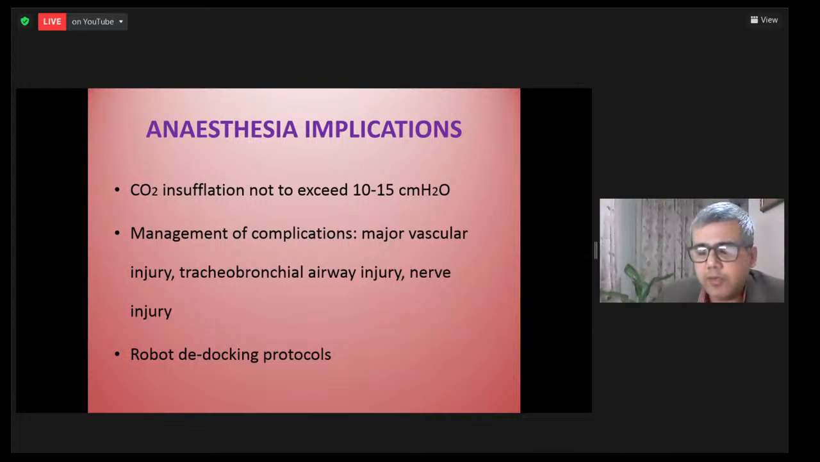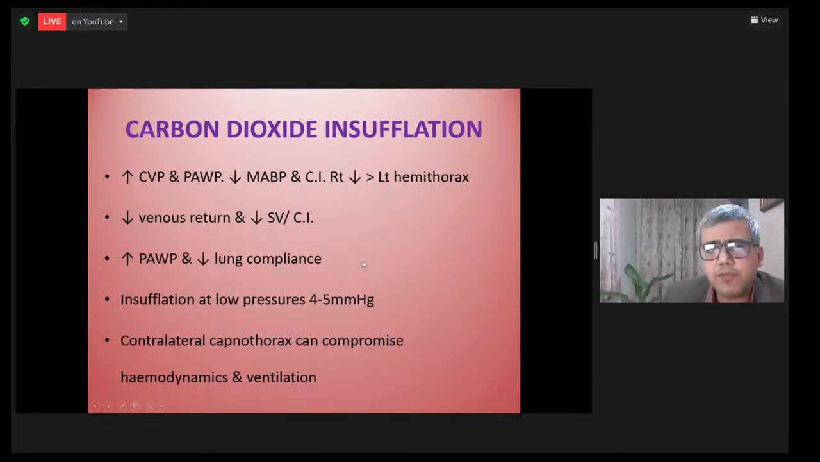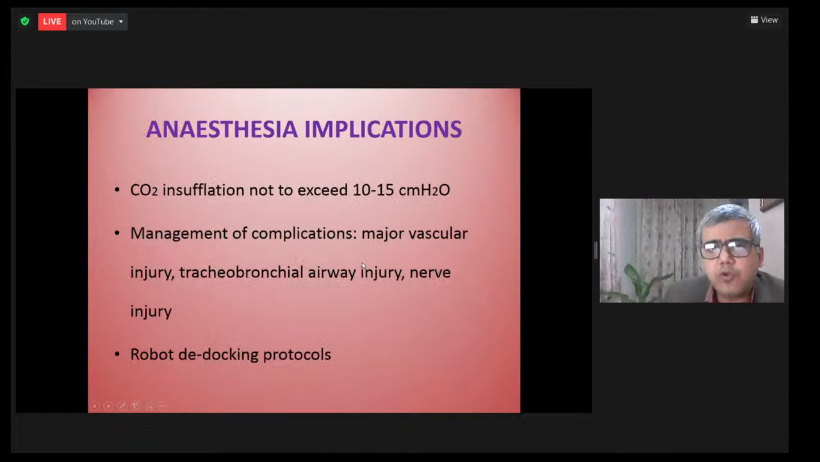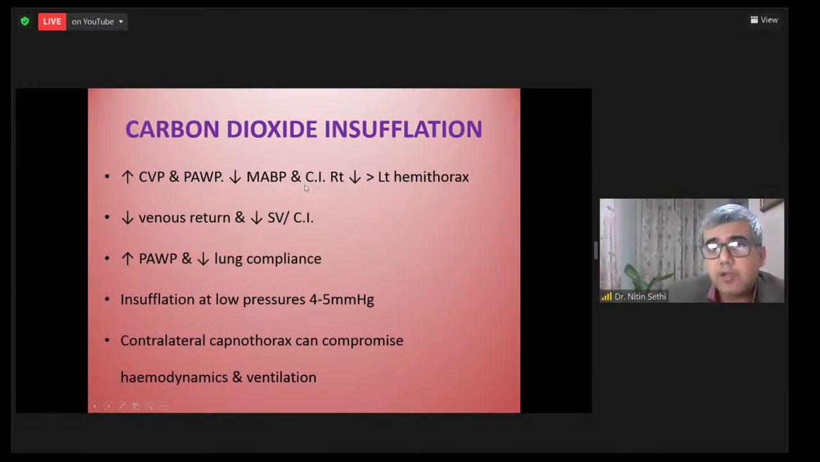The time from de-docking to opening up of the patient should not take much time, and these routines should be practiced all the time. As I said, for VATS surgery, your CO2 insufflation pressure should not increase beyond 10 to 15, at least 10 centimeters of water. In robotic surgery, it has been seen that the carbon dioxide insufflation changes are more when it's done in the right as compared to the left hemithorax.